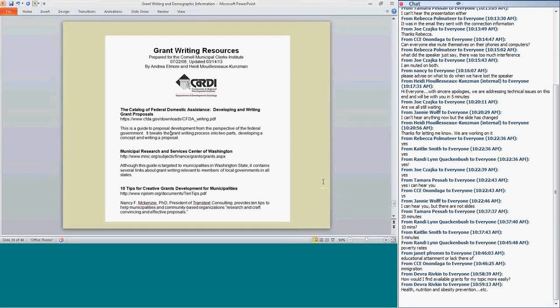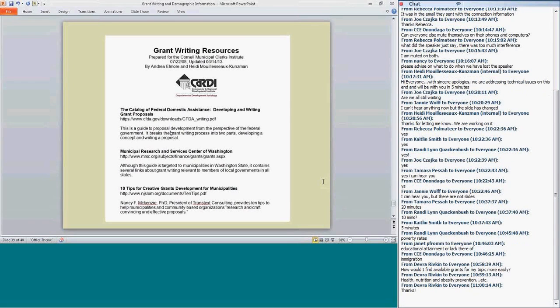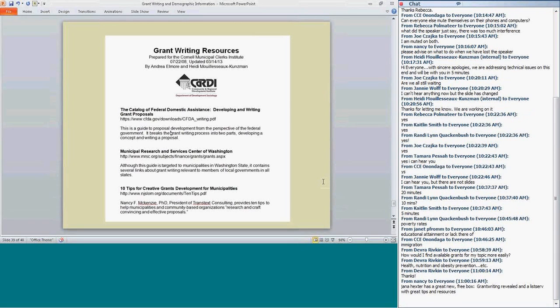Also, related to health, nutrition, and obesity prevention, another one that comes to mind is the Farm to School program. I don't know if they're still doing it, but Cornell's Farm to School program used to list funding opportunities related to nutrition. So, any questions?